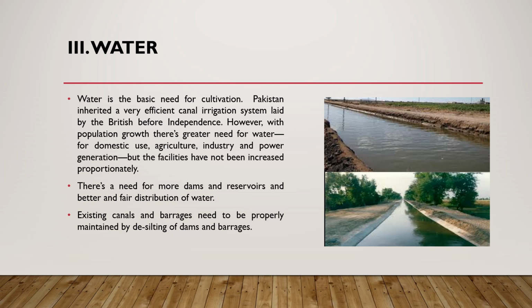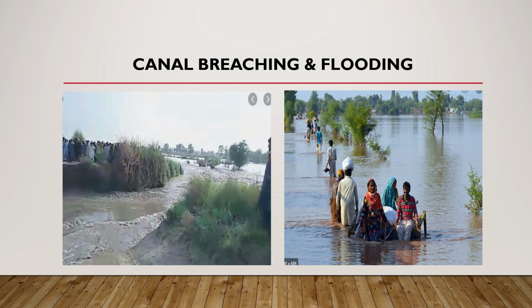Also, the canals which supply water, or you can say irrigate the land, need proper maintenance because they are disturbed, or you can say slowly destroyed, due to removing of soil and silt, so they need maintenance. If canals cannot be maintained, they can breach.